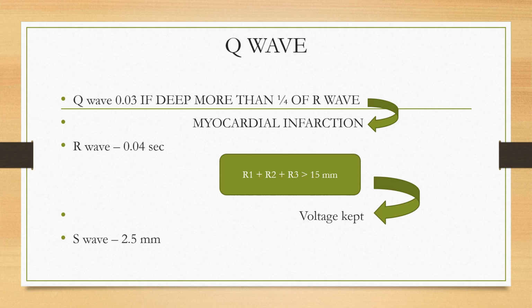But I already told you about pathologies regarding S wave. If it is deep in first standard lead, then it will be right axis deviation and hypertrophy of right ventricle. And if it is deep in S3, meaning third standard lead, then it will be hypertrophy of left ventricle.